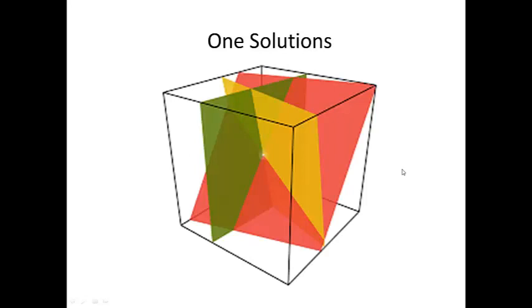First, if they are going in all different directions, there's going to be some place where they're all going to touch and meet, and that's your one solution right here. Here's the first equation, the yellow one, it's going to make a plane. The green one's going to make a plane. And the red one's going to make a plane. And somewhere, they're going to come together at a point.